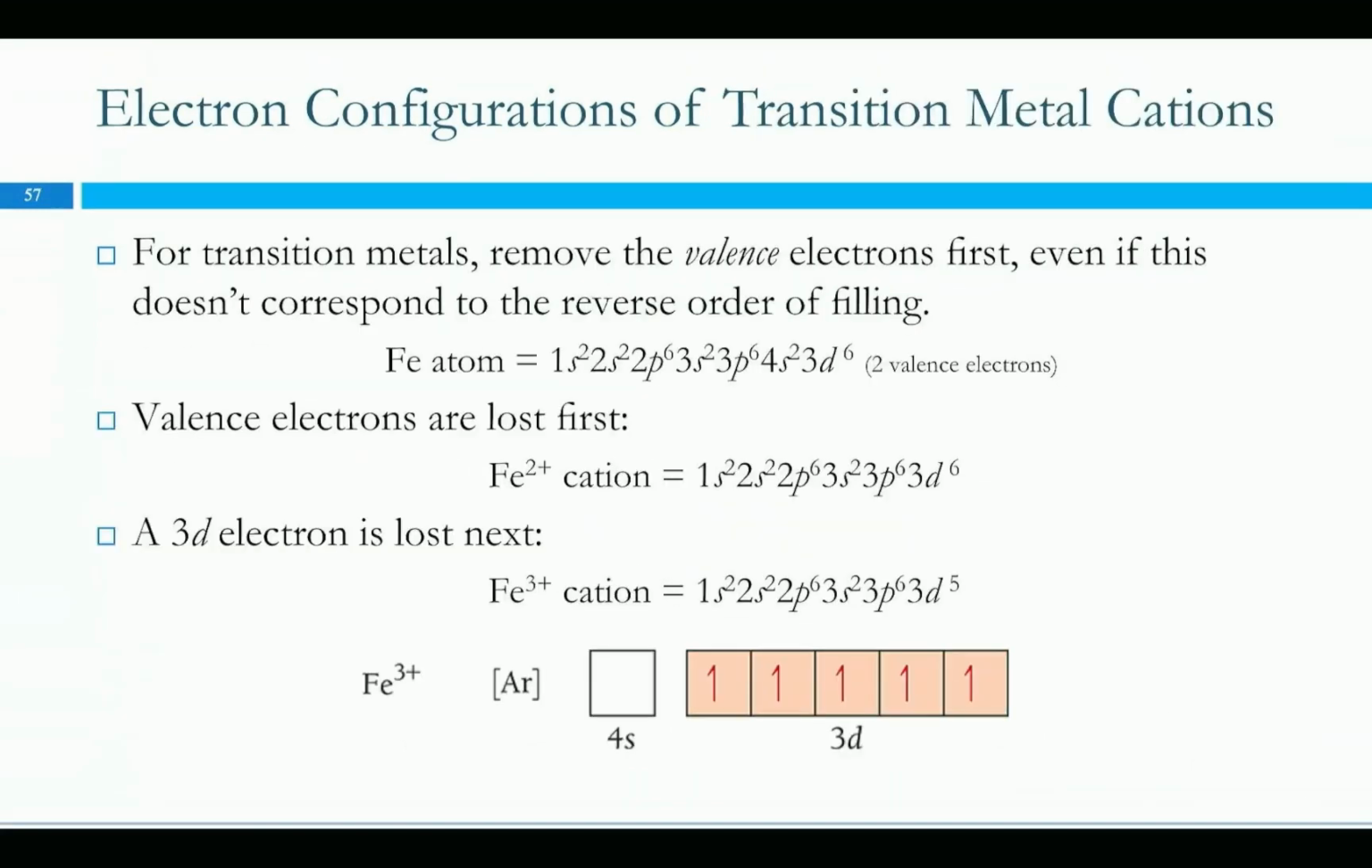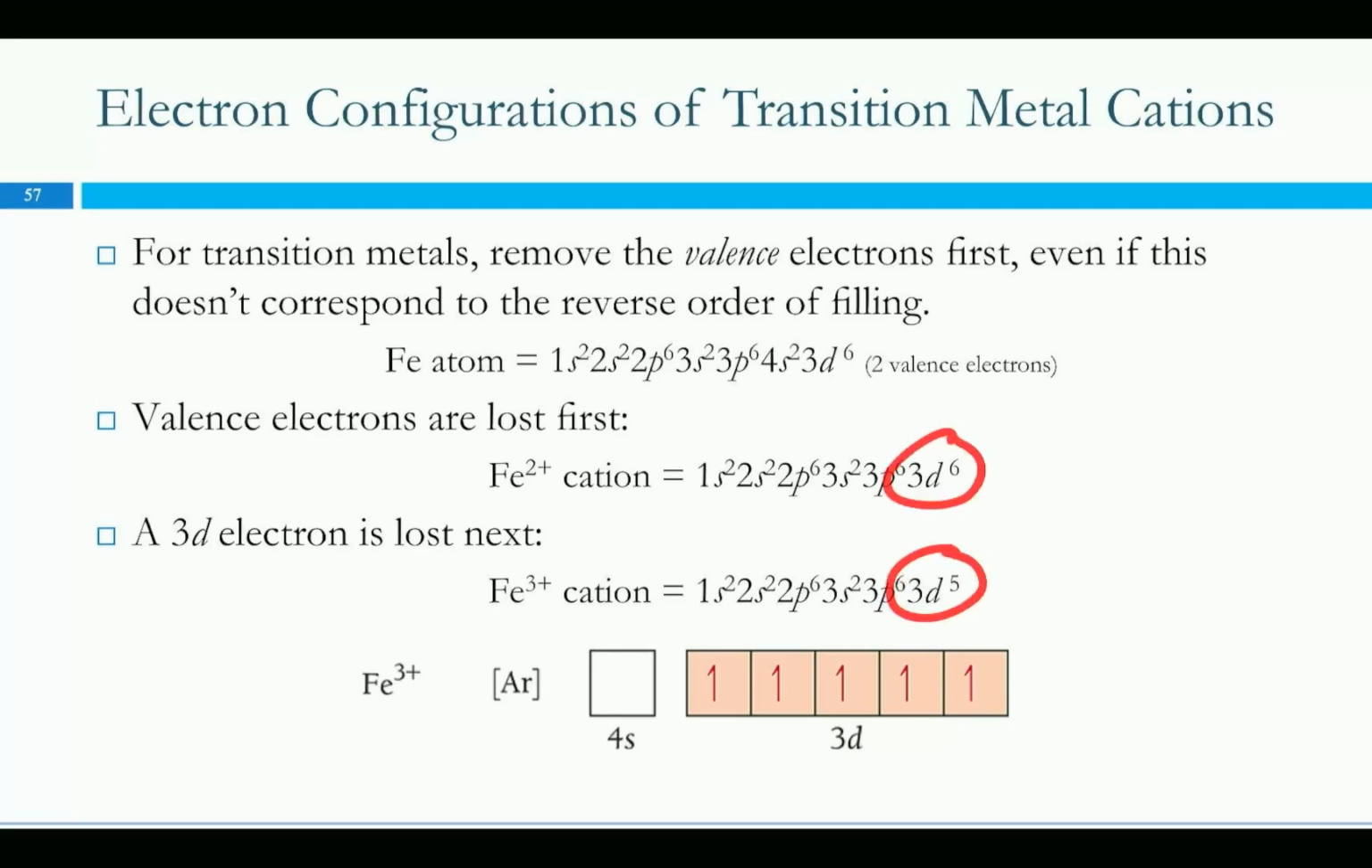Yes, for transition metals, main group metals are a little bit easier. The transition metals, you remove the valence electrons first, even if it's not necessarily the reverse filling order. Normally, when you're filling in the electrons, you'd probably go 4s2 and then 3d6. But for iron, the first electrons that get lost are the 4s electrons. And then if we do the Fe3+, then you would also lose one of the 3d electrons. This goes from 3d6 to 3d5.